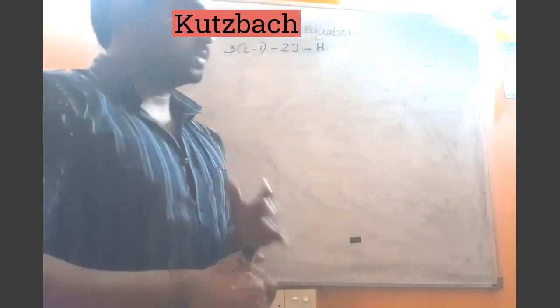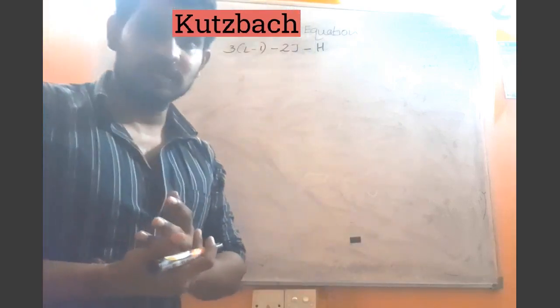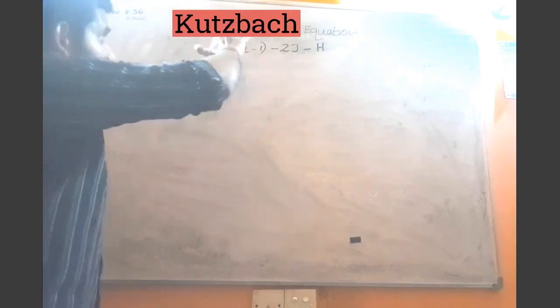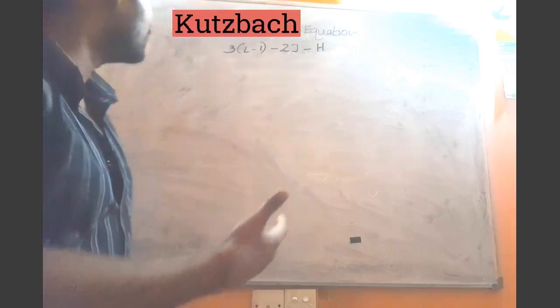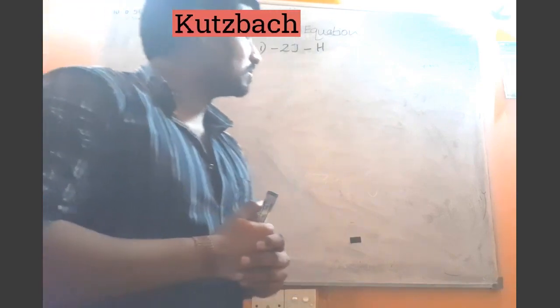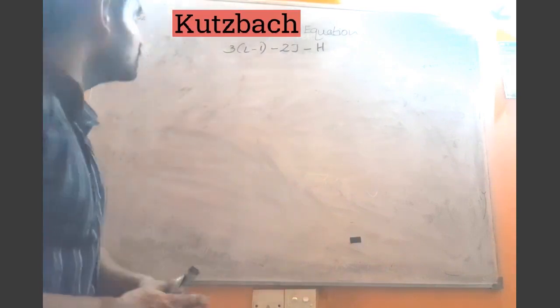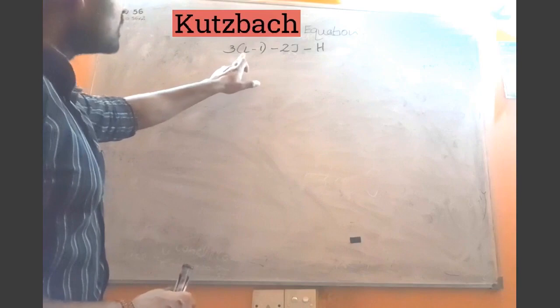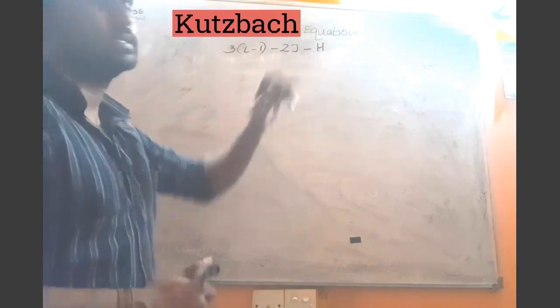So today we are going to discuss the Kutzbach equation. This Kutzbach equation helps us to find the number of degrees of freedom. In order to determine that, there is an equation. So what is that equation? 3 times (L minus 1) minus 2J minus H.